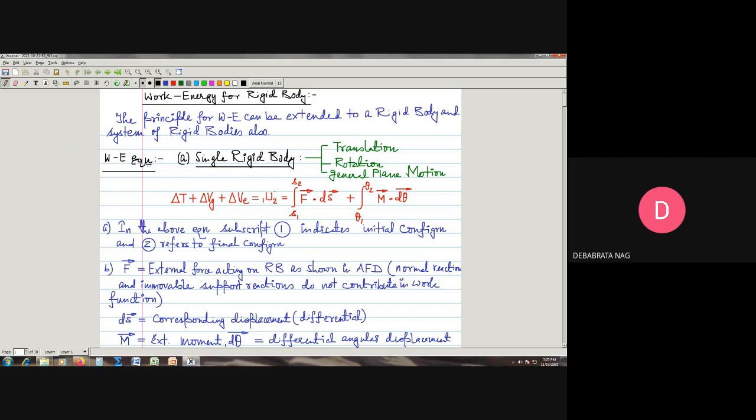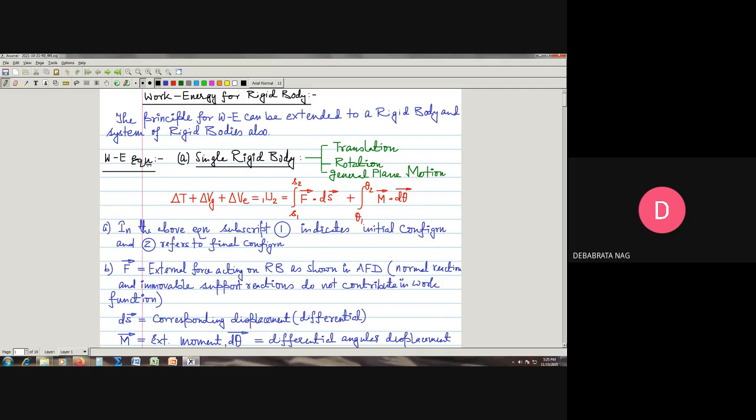That means this 1U2, which is called the work function, includes the work done by the external force, the integration of F bar dot ds bar from S1 to S2. This is the work done by the external force F bar, and to it we need to add the integration from angle theta 1 to theta 2 of M bar dot d theta bar.